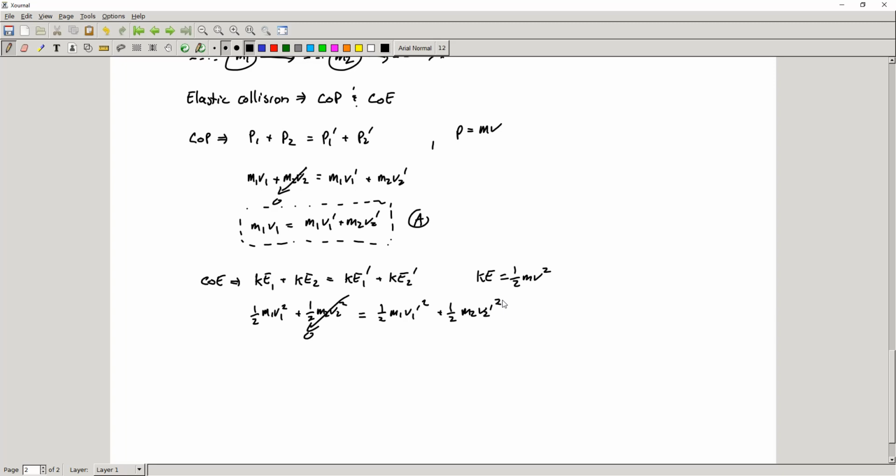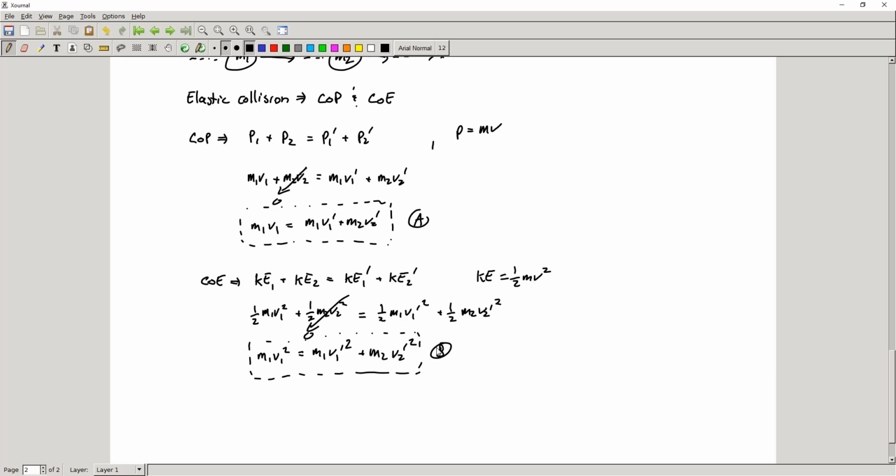And again, as we did above, we can clean this up a little bit. I'm going to multiply both sides by 2 to get rid of those factors of a half. And if we do that, we can simply write m1 v1 squared is equal to m1 v1 prime squared. Oops, that looks like a 3. Plus m2 v2 prime squared, right? And let's call this equation B.